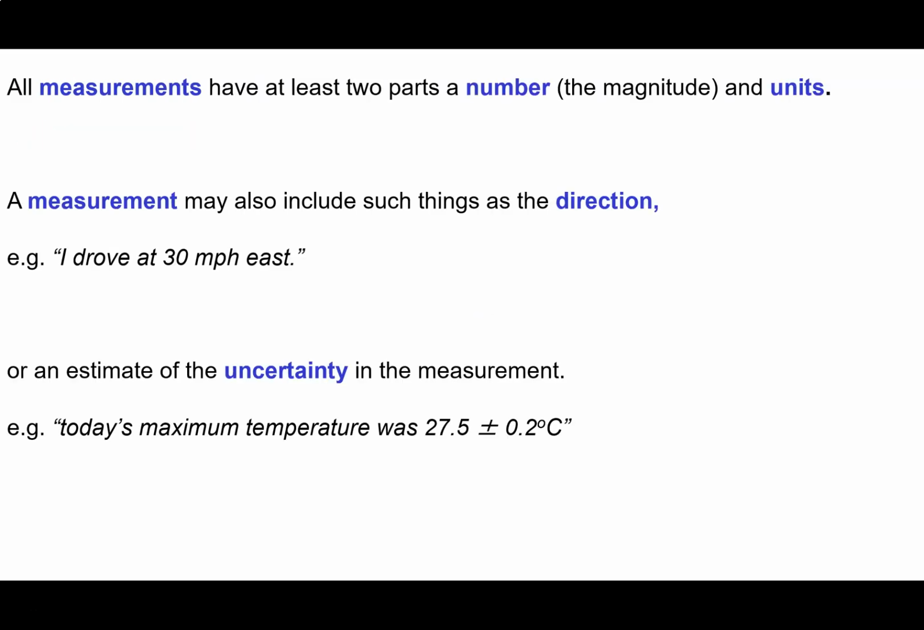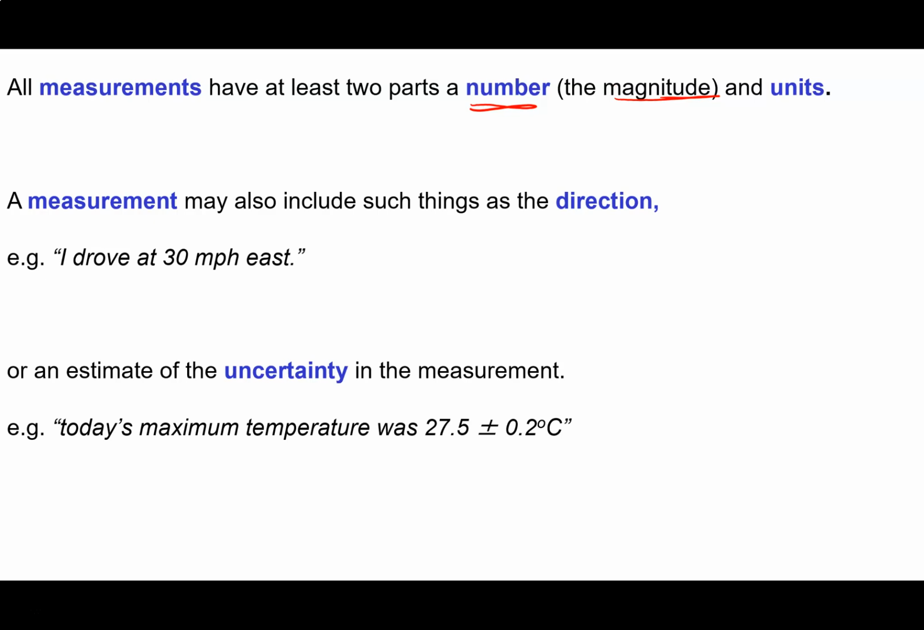All measurements have to have at least two components. They need a number that tells us how big our measurement is. That's often referred to as the magnitude of the measurement. And they need units, which are a label that tell you what is being measured.